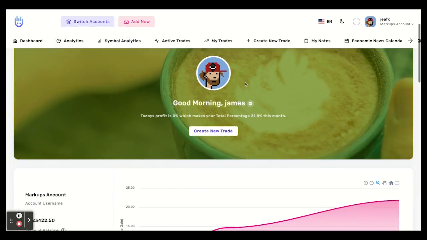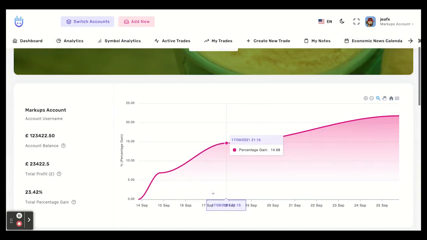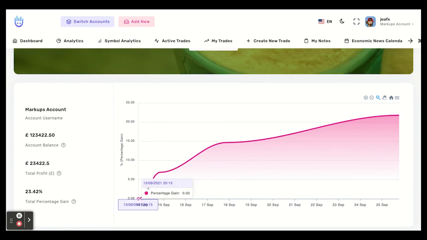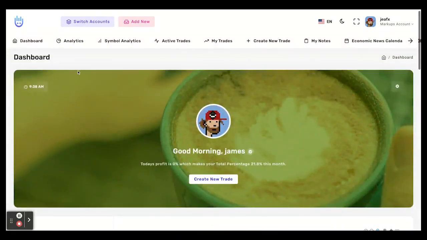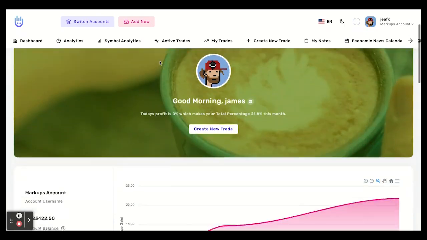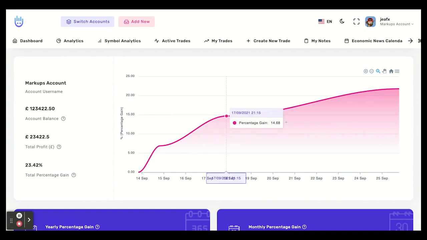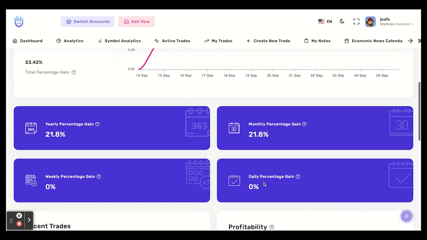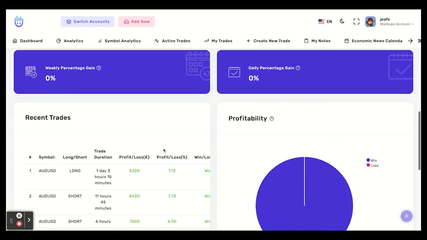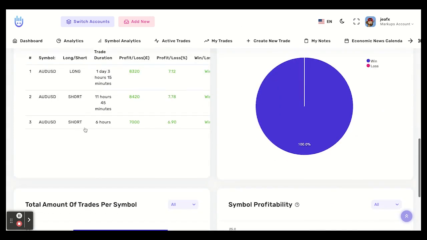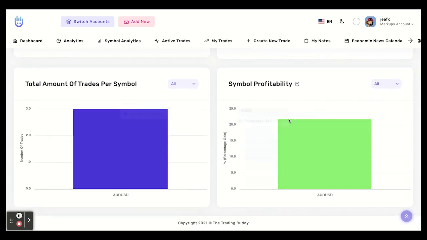So we're over here at the moment on the markups account, and as we can see, this one has a relatively unrealistic equity curve because we don't take losses, because they're the markups. But the overall idea of this account is simply to track those markups. And then what we can do when we've done a lot of markups is head over to the other backtesting account and begin doing live backtesting there. And what that's going to do is track all of your trades, track your equity curve, track your monthly, yearly, weekly, and daily percentage gains or losses, and then also show your profitability, your recent trades, the amount of trades per symbol, profitability, and all of these different things.